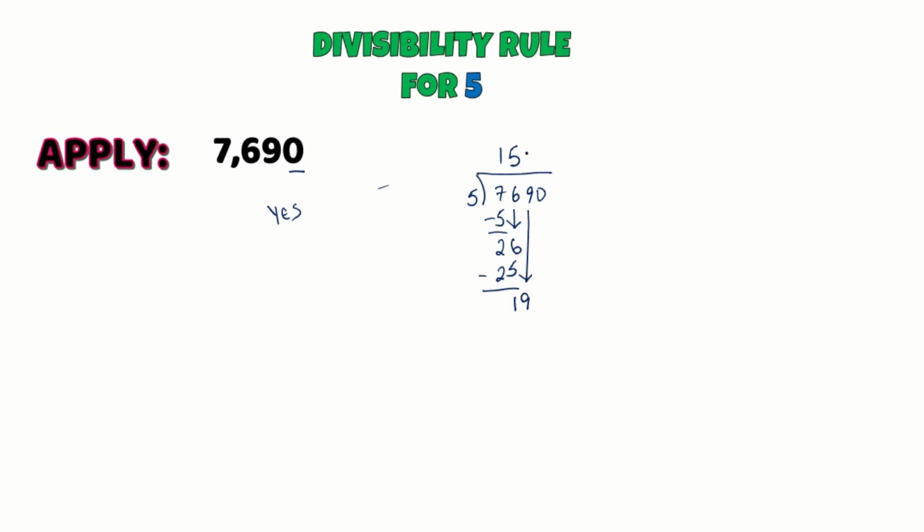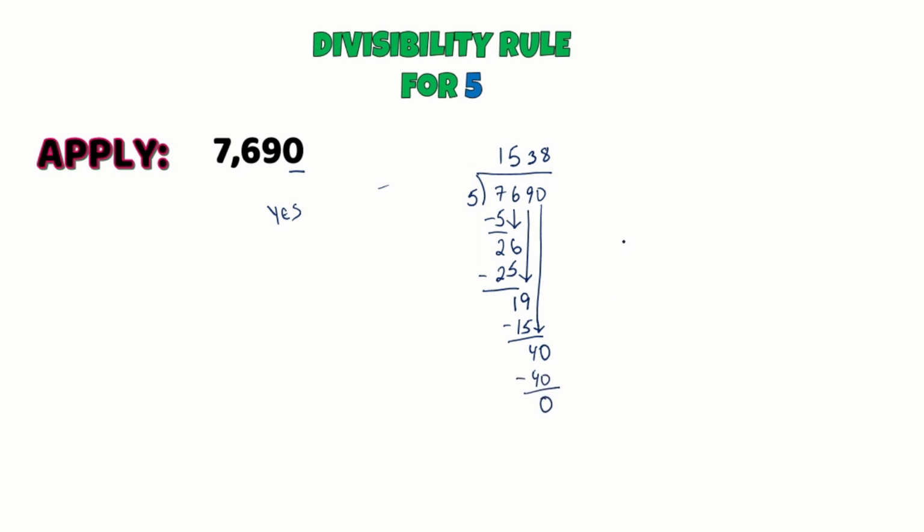5 goes into 19 3 times. 3 times 5 is 15. 19 minus 15 gives us a difference of 4. We're going to bring down our 0, changing 4 into 40. 5 goes into 40 8 times. 8 times 5 is 40. And 40 minus 40 is 0.